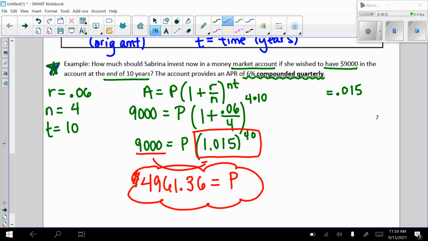Okay? If anything changed in this scenario, that number would change. If the rate was different, that number would change. If the number of times she was getting paid per year was different, that would change. Or, of course, the number of years that she was keeping her money in. If that was less, she'd have to put more. If that was more, she'd have to put less. So everything is important.